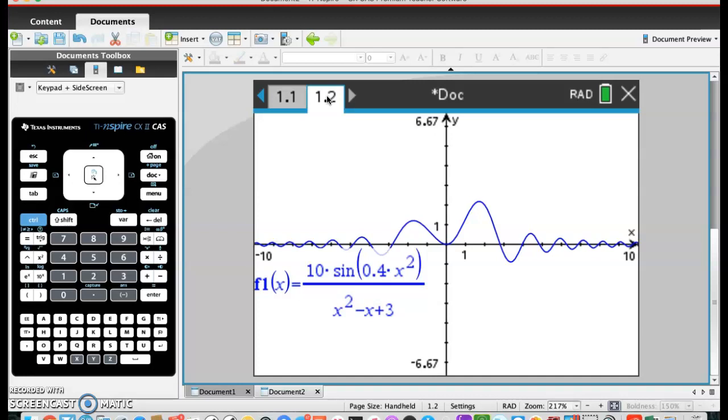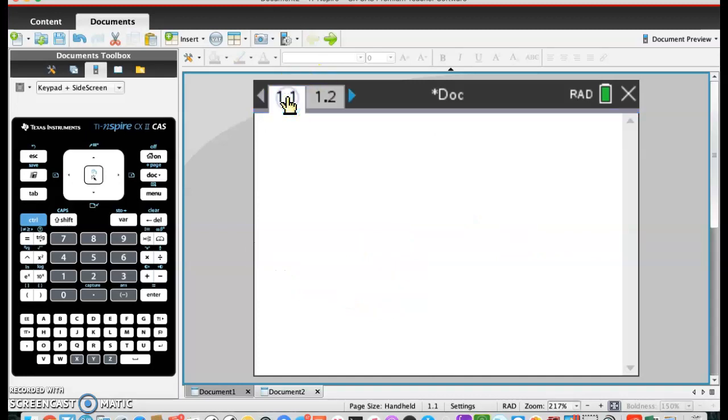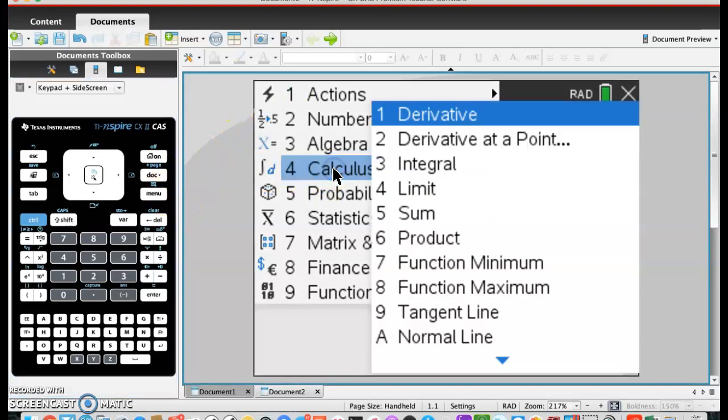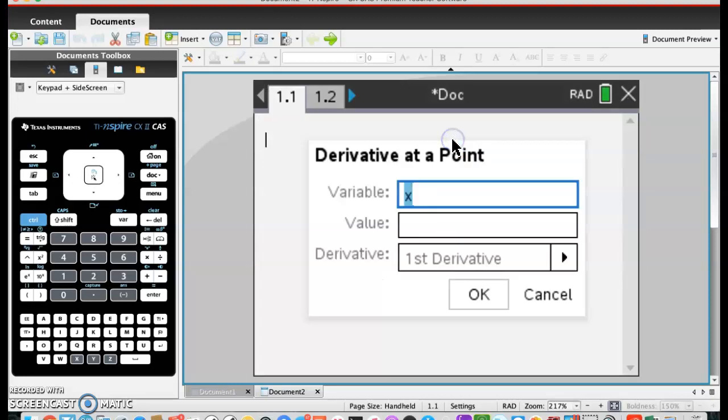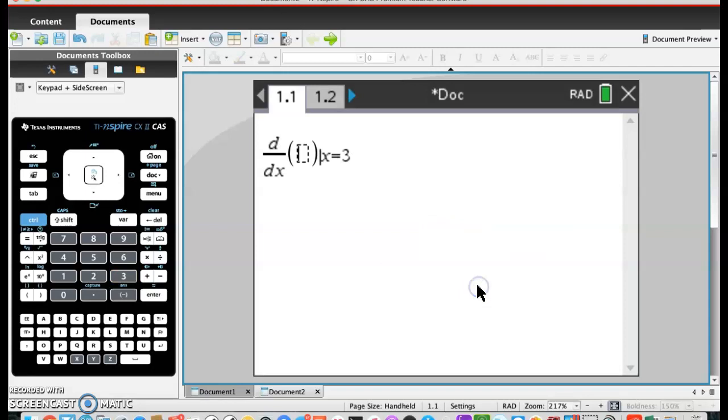The very first thing it asked me to find in part A, and you have this in your notes, is the acceleration at time t equals 3. Well, acceleration is the derivative of velocity. On the graph page, there are two ways to do it. I'm going to go menu, calculus, derivative at a point. The variable is x, and the value is 3. I'll send you a picture of the paper with the information filled in. The function is in the calculator, which is why we use x instead of t. I'm going to go var, f1 of x.